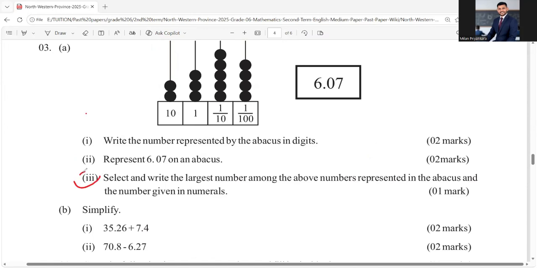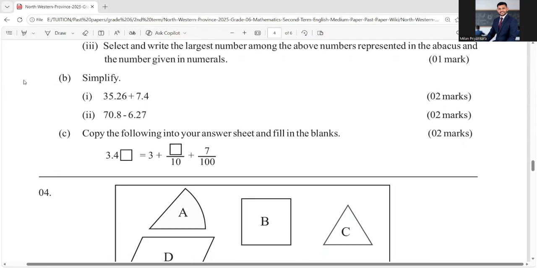Select and write the largest number among the above numbers represented in the abacus and the number given in numerals. That means this is 6.07. This is 23.54. So you see now, obviously this number is greater, right? 23.54 is greater, right?